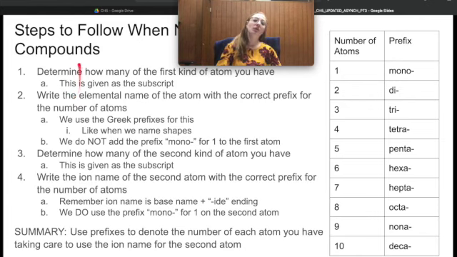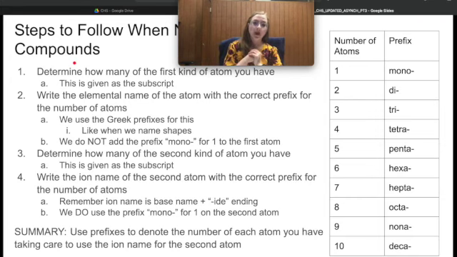The first thing we need to do is determine how many of the first kind of atom you have. And how do we determine how many copies of one kind of atom are in a compound? The subscript. So we're going to look at the first kind of atom and determine what the subscript is. That tells us the number of the first kind of atom we have.